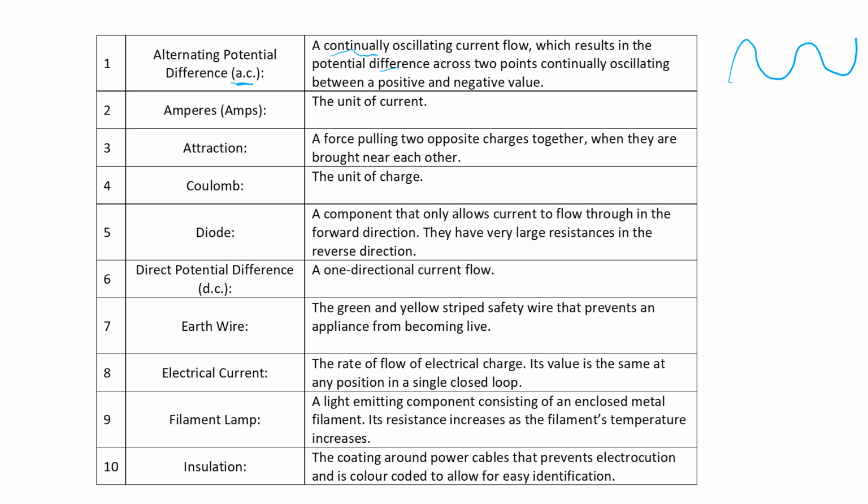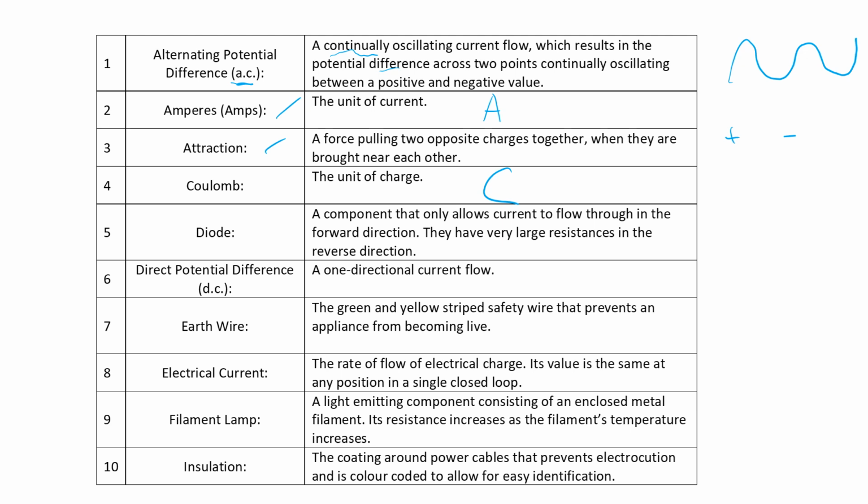The unit of current: amps. The force pulling two opposite charges together, so you've got a positive and a negative: attraction. The unit of charge: coulomb. I'll often say it as coulomb, to remember that B on the end there.